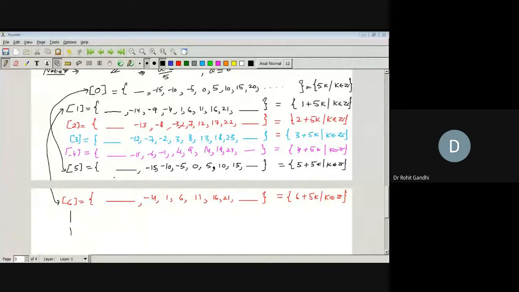But if you see the first 4 equivalence classes, the equivalence class of 0, 1, the equivalence class of 2, the equivalence class of 3, and the equivalence class of 4, they are disjoint to each other. They are the distinct equivalence classes. If I talk about this relation, I will get these classes as distinct equivalence classes.